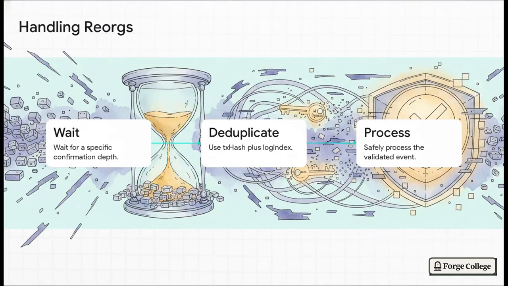So, how do we protect your application against these matrix glitches? You need a simple but bulletproof strategy. First, wait for a specific confirmation depth. Seriously, don't just react to the very first block you see. Second, implement a deduplication strategy using the transaction hash and the log index as a unique composite key. And finally, once the event is safely validated and deduplicated, you can confidently process it.